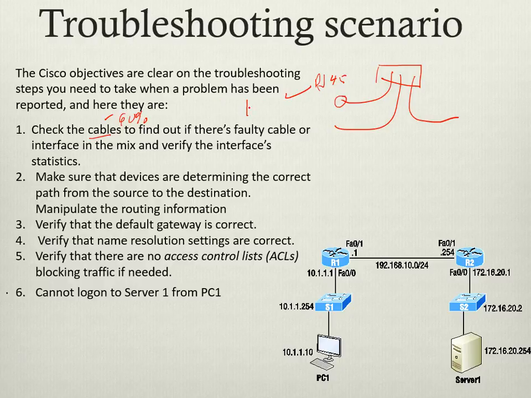And on the back of the NIC, bad drawings, I know, there's going to be a little light there. Is it green or not? That's the link light. If the link light's green, you're probably pretty good at layer 1. And we're going back to some of our OSI model stuff. So in the cabling, we're looking at layer 1. Whatever that is, a faulty cable or interface in the mix, verify the statistics.